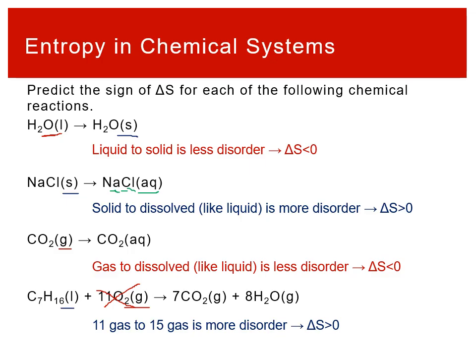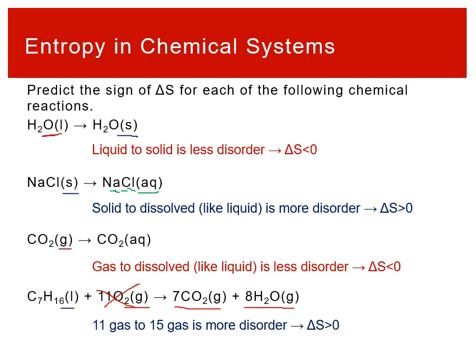These are reactants, so those are going to go away, but I'm making 7 plus 8, 15 new gas molecules. So I have more gas on the product side. That means there's more disorder, right? I do have to destroy 11 gas molecules. That'd be a loss of disorder, but I'm making more. I'm making 15, so I can have a net increase of 4 gas molecules. Delta S would be positive.